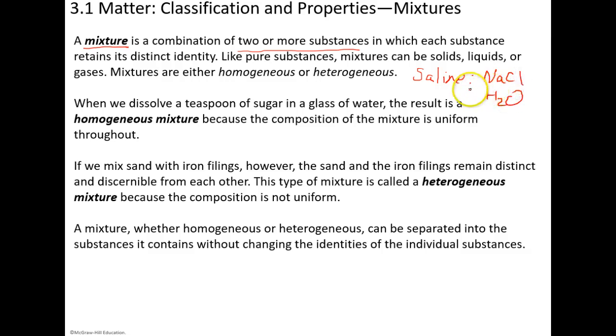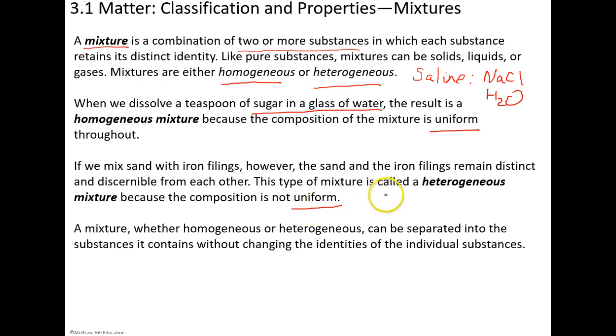Pretty straightforward. And then you have two types, homogeneous and heterogeneous. Homogeneous is where everything is mixed together and you have a uniform mixture, such as if you take sugar and throw it into water, or salt water, it's uniform. Heterogeneous is where you have two or more things put together, but you can see each individual component. It's not uniform.